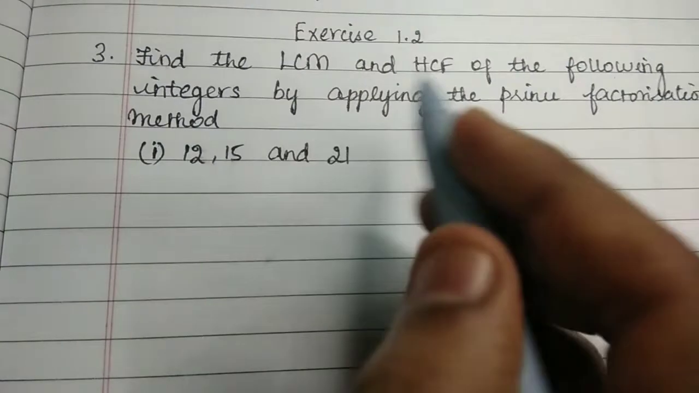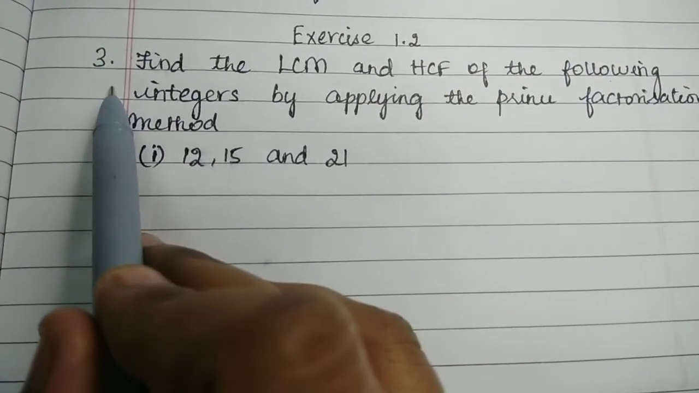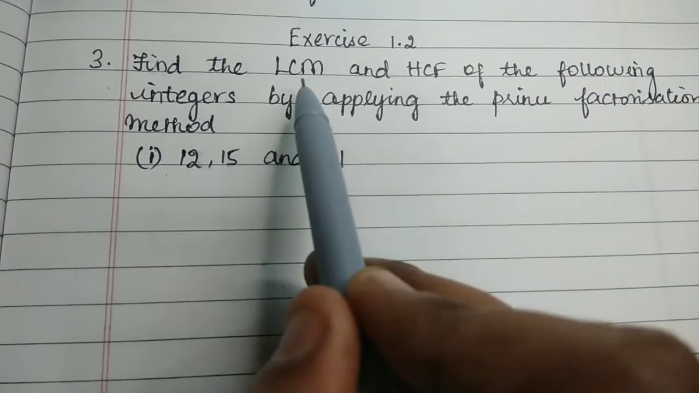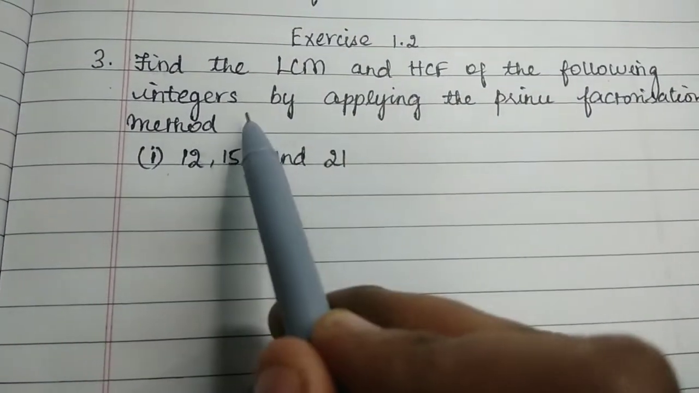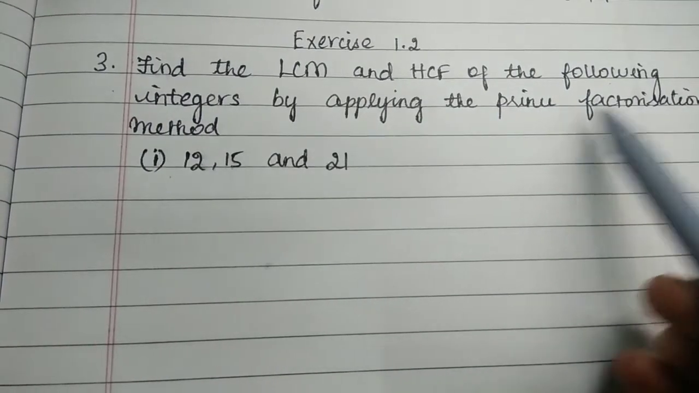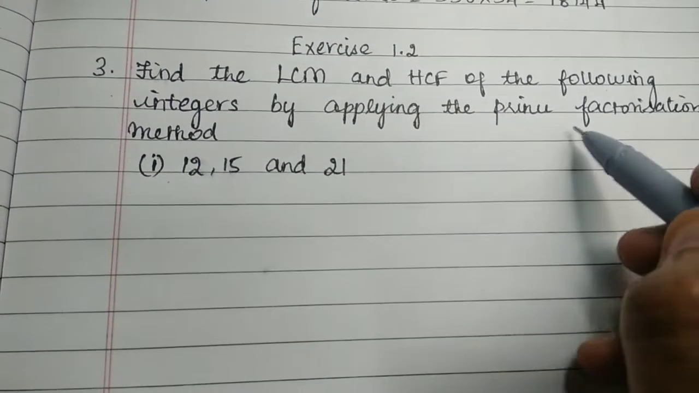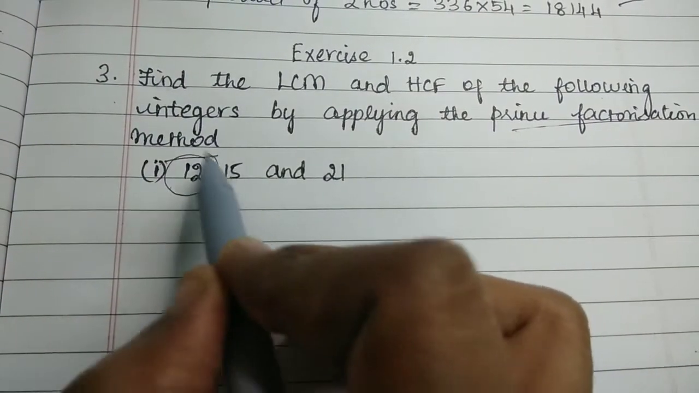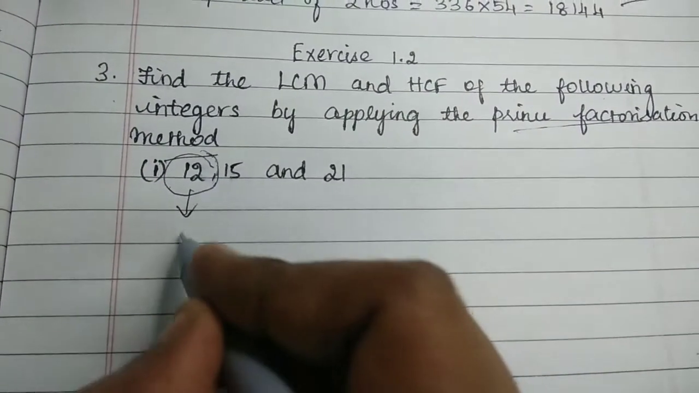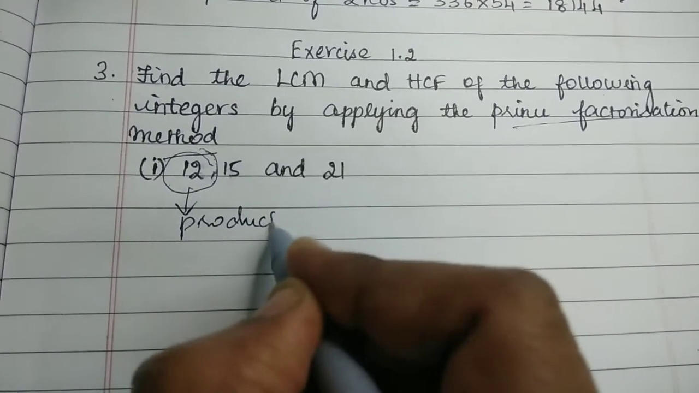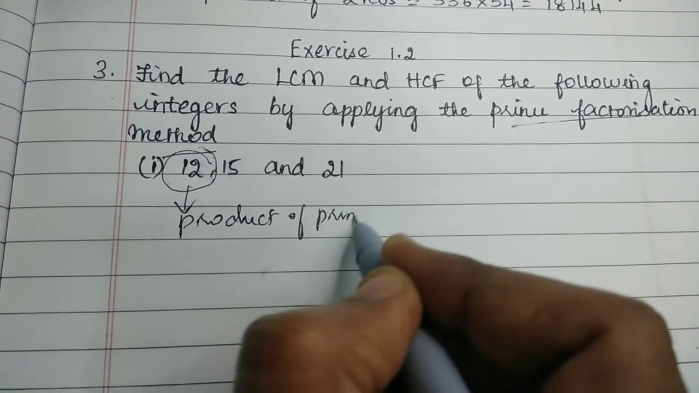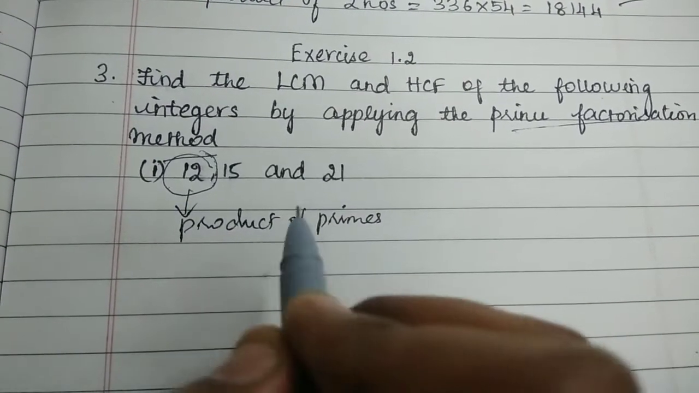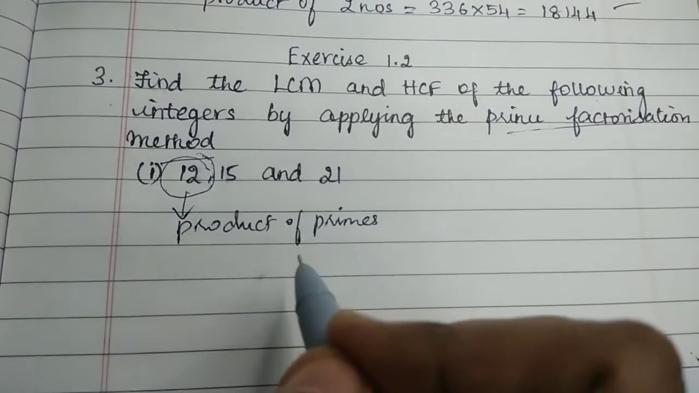Today let's solve exercise 1.2, third question, first subdivision. So let's go through the question. Find the LCM and HCF of the following integers by applying the prime factorization method. So what is the prime factorization method? It is nothing but you have to express the numbers as a product of primes. Okay, so you have three integers and we have to express them individually as a product of primes.